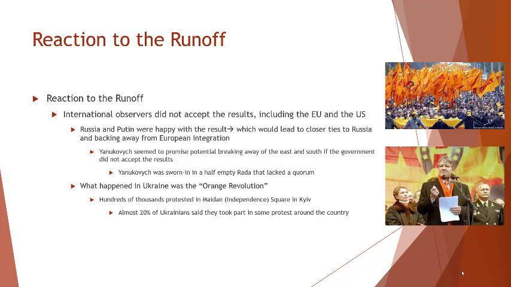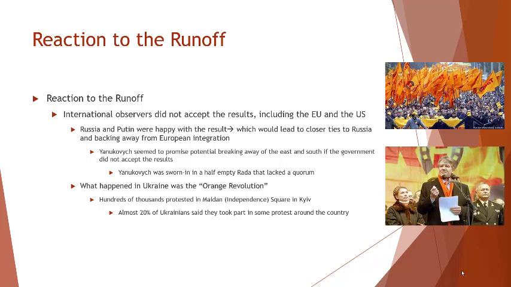So Yanukovych seemed to promise that, if the government didn't accept the results, maybe the East and the South would break away. Maybe the country should split apart. And if they split apart, would those places become independent? Or would they become part of Russia? Likely they would probably become their own states, but they would be more or less client states to Russia. So the Rada, where Yanukovych was sworn in, was half empty.